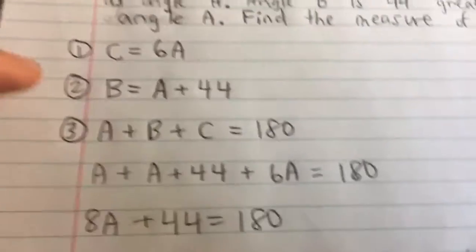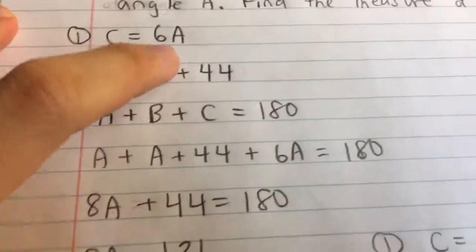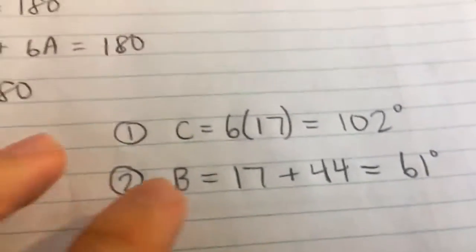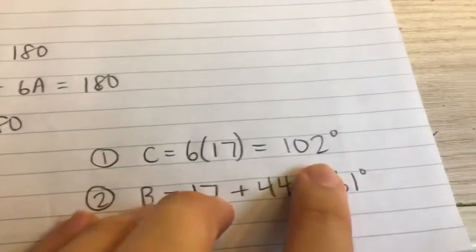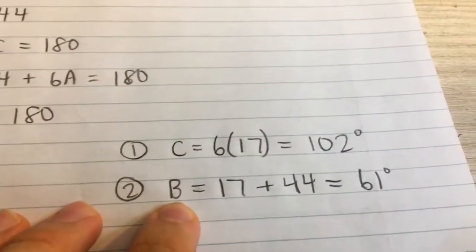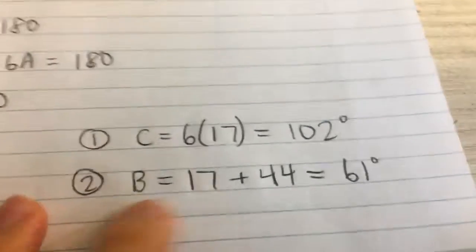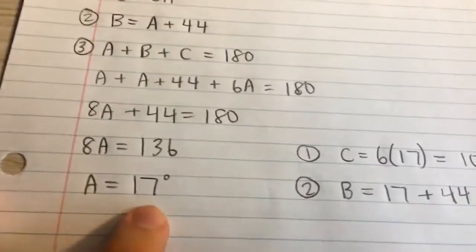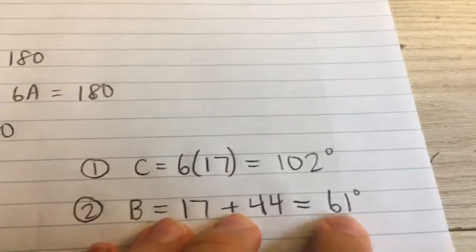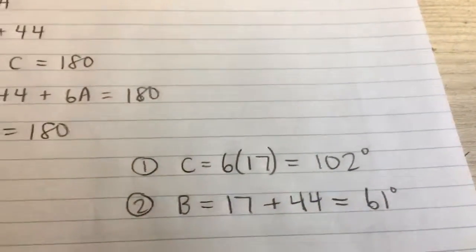And now once I have that, I can plug in that value for A back into these equations and get my answer. So C equals 6 times A, so 6 times 17, that's 102 degrees. And B equals A plus 44, and so it's 17 plus 44, or 61 degrees. And so A equals 17 degrees, B equals 61, and C equals 102 degrees.